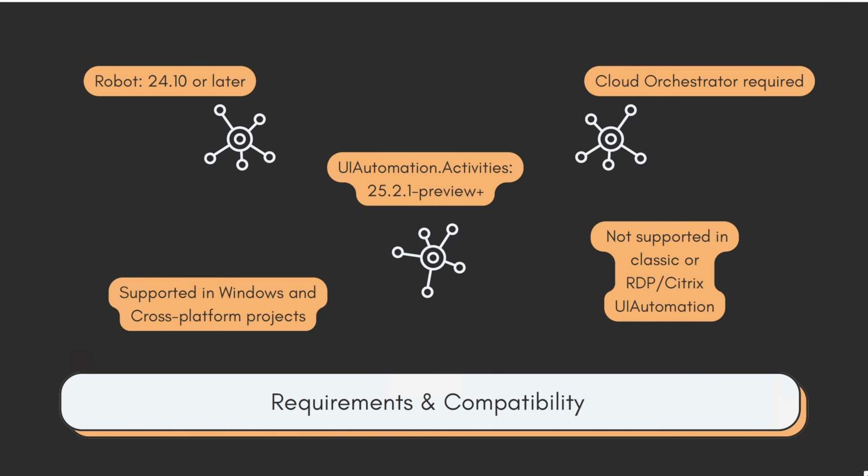To use the agent, we need to meet a few requirements. The robot must be at version 24.10 or newer. We also need to use the Automation.Activities package, at least 25.2.1 preview. The healing agent only works in Cloud Orchestrator and only for modern Windows and cross-platform projects. It doesn't work in the classic design experience and doesn't support RDP or Citrix environments.